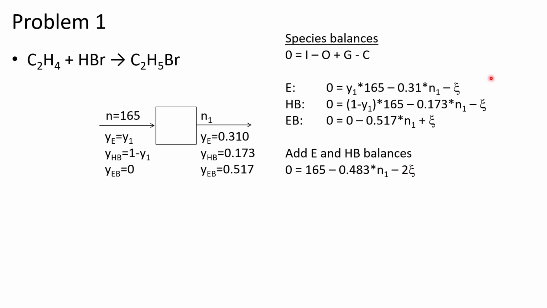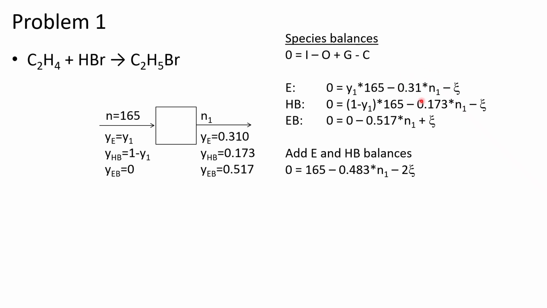So those mass balances are rewritten here. All three of them are rewritten here. And I'm just going to add these top two together. The result you get is shown here. We'll start over here on the far right. We have a minus psi from the ethylene balance and a minus psi from the hydrogen bromide balance. If I add this to this, I get a minus 2 psi.